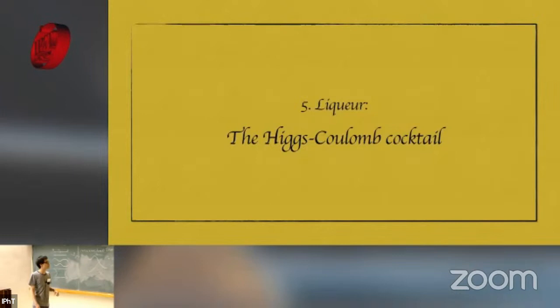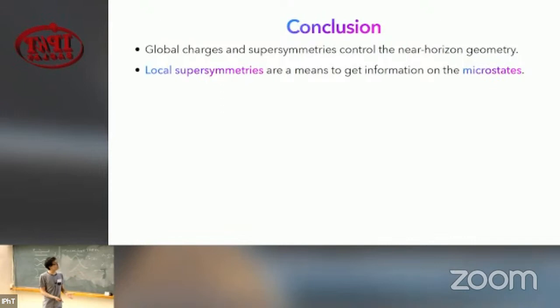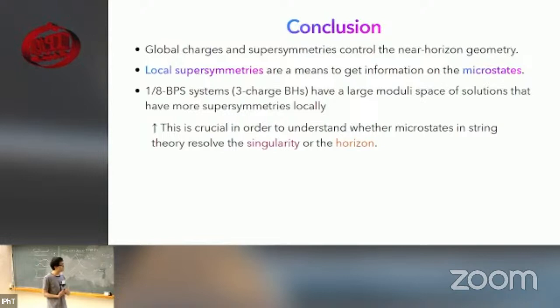So the conclusion is that the global charges and supersymmetries control the near horizon region of the black hole. And local supersymmetries are a means to get information on the microstates. The 1/8 BPS system, that is to say three-charge black holes, have a large moduli space of solutions that have more supersymmetries locally. And this is really crucial to understand whether the branes, the microstates in string theory, are resolving the singularity or the horizon.